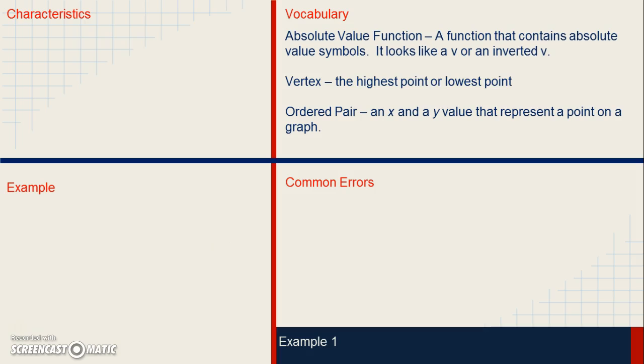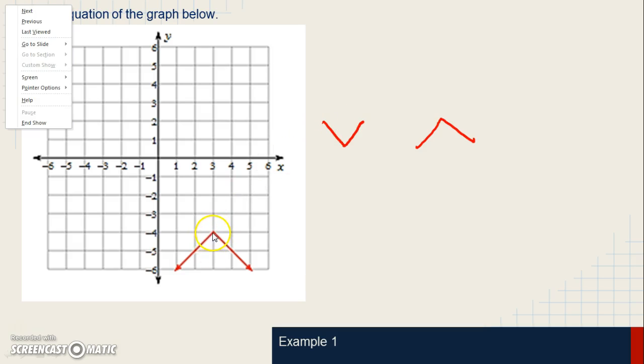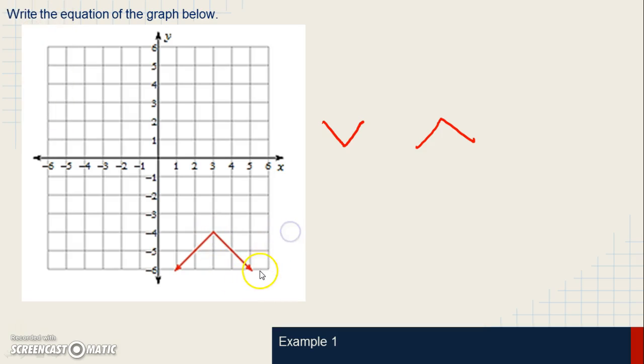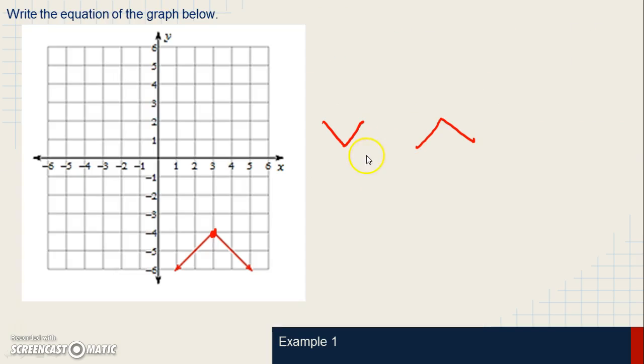So our vocabulary, we talked about absolute value function. The vertex is the highest point or the lowest point. So you can see right here we have a highest point. That is our vertex. And then we have an ordered pair, which is an x and a y value that represents a point on a graph. So the ordered pair for our vertex right here would be 3. That's my x value. I went over to 3 to get to the point. So 3. And then I went down to -4. So -4 is my y value. So there's an x and a y value that create my ordered pair.